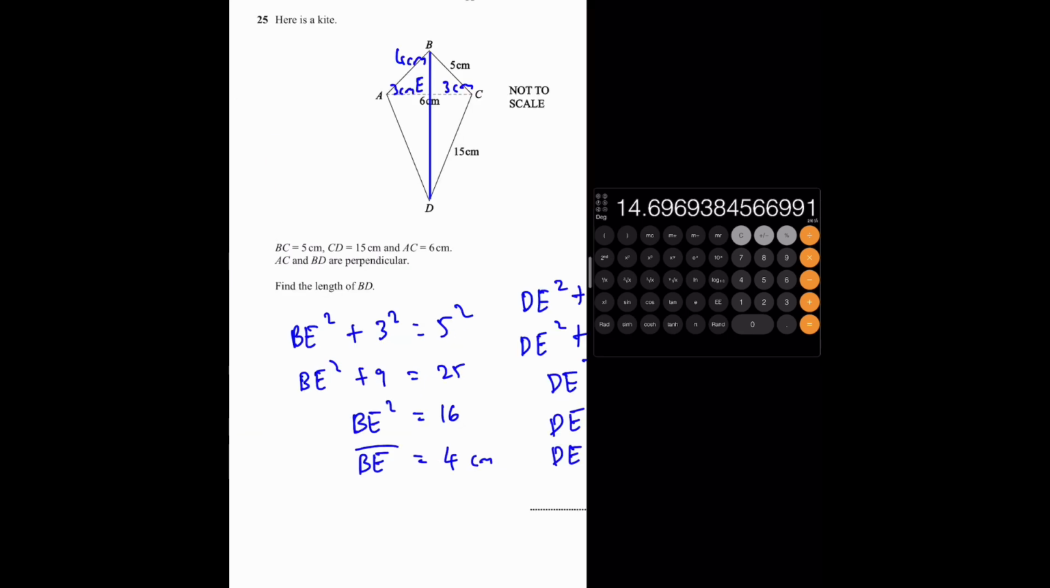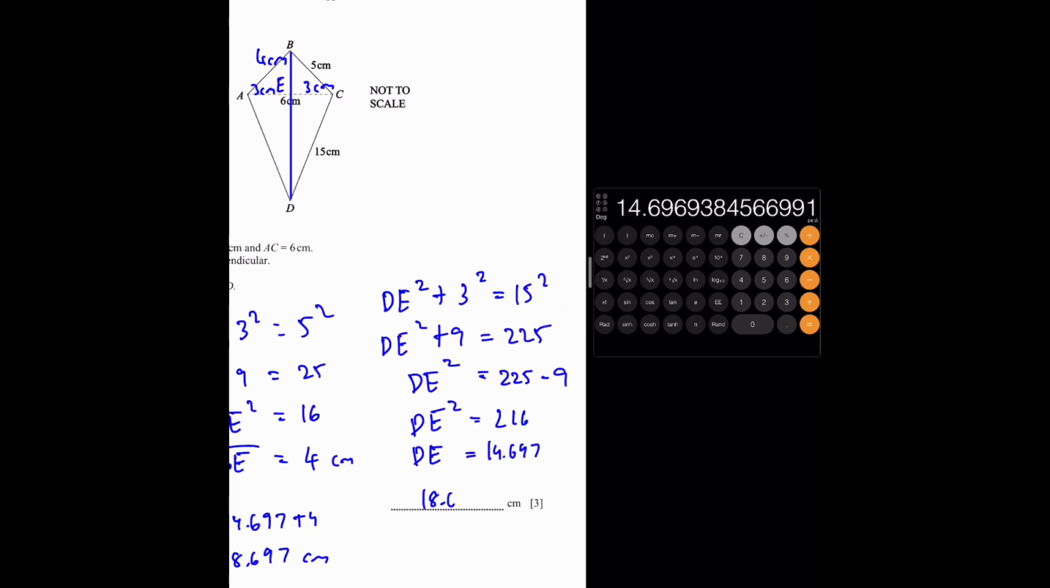So let's write that. 14.697, let's keep it. So that means BD is equal to 14.697 plus 4, which is equal to 18.697 centimeters. And that is the answer. So let's write that down.